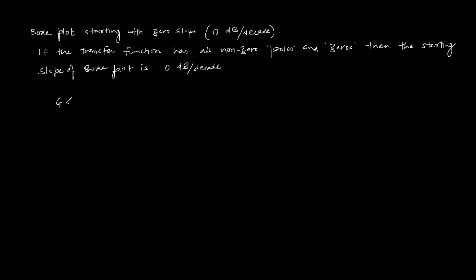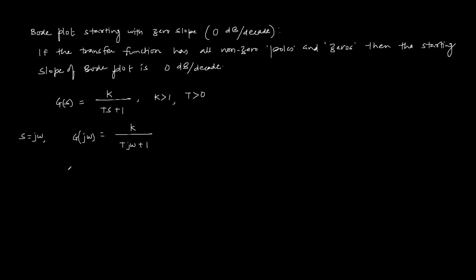For example, transfer function is G(s), it is k over Ts plus 1. Let us assume that the value of k is positive and it is greater than 1, and the value of T is greater than 0, it is positive real value. Here s is j omega. So G(j omega) is k over T j omega plus 1.